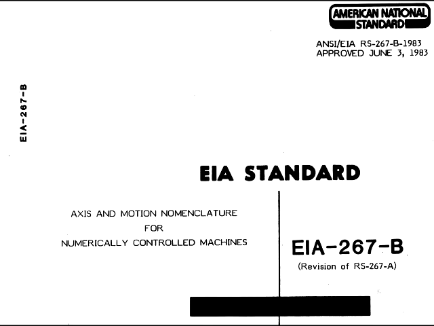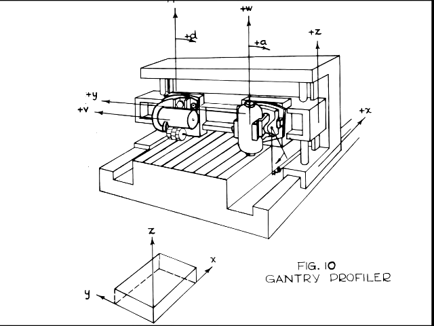Our demo machine, referred to in EIA-267B as a gantry profiler, consists of 2 linear stages situated at right angles and parallel to the floor plane. These stages are commonly referred to as X and Y. The third stage, vertical to the floor plane, is commonly referred to as Z.